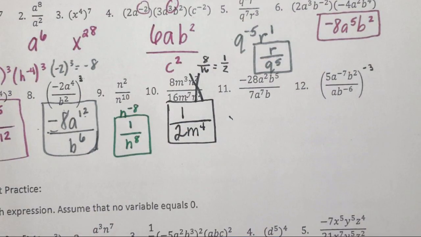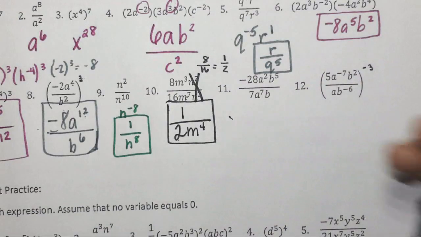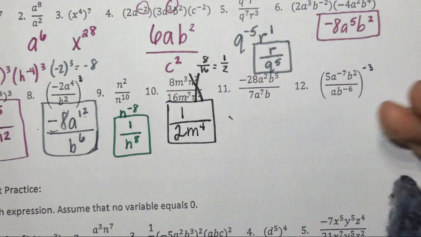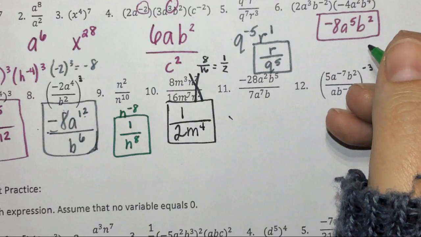Number 11 is pretty nice. You can have 12, Daniel. 11.